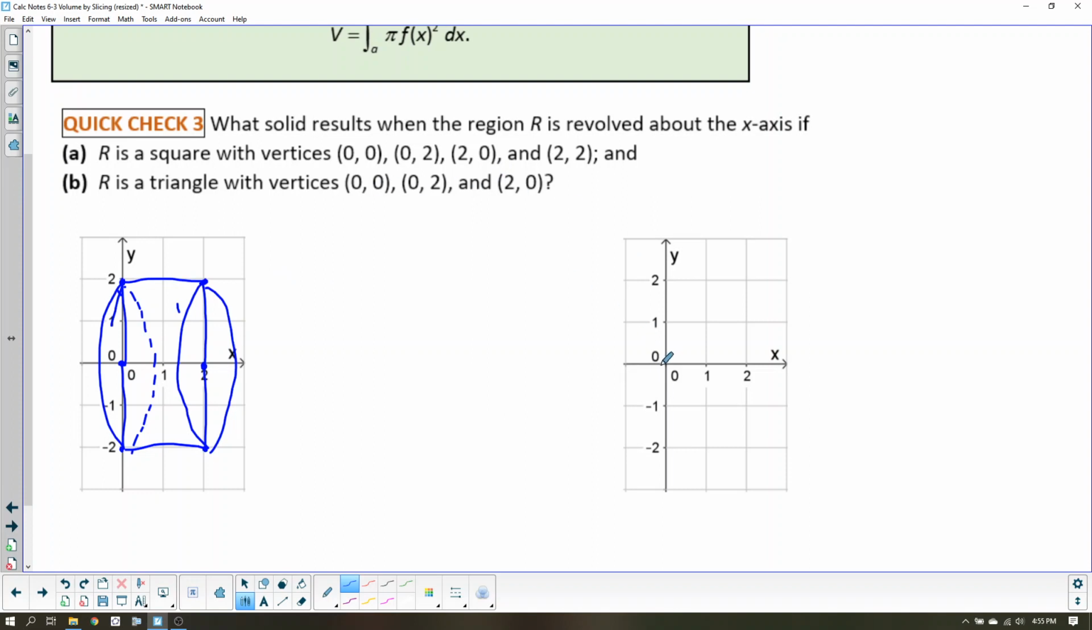All right, let's try the next one. We'd have (0, 0), (0, 2), and (2, 0). So this is a right triangle. If we rotate this one about the x-axis, then a 180-degree turn gives us a copy of itself, and you can see that this one is going to generate a cone. So we had a right circular cylinder on this one and a cone on that one.